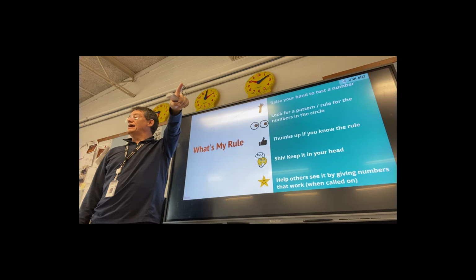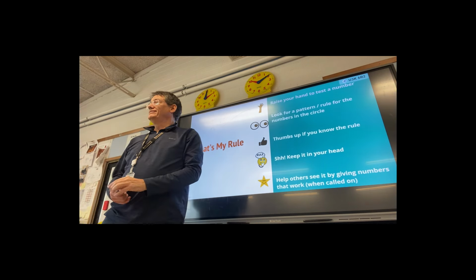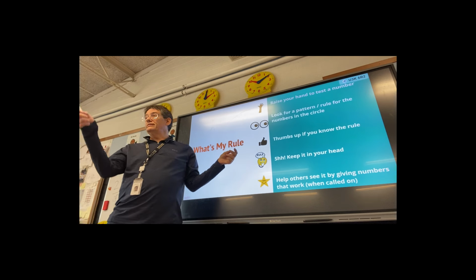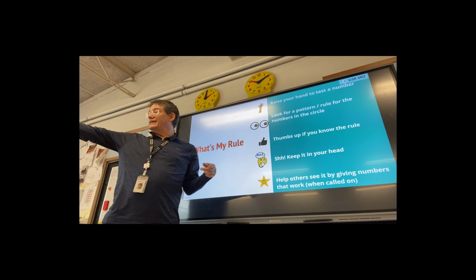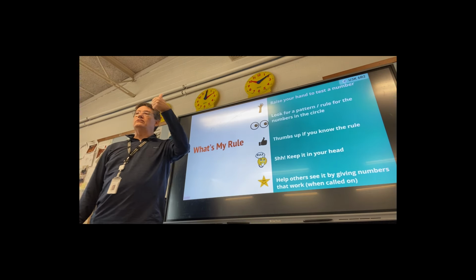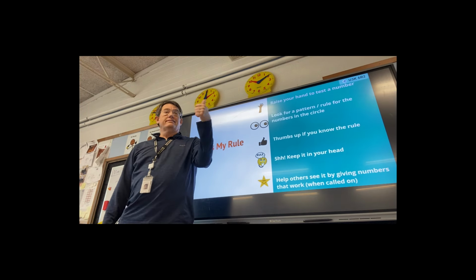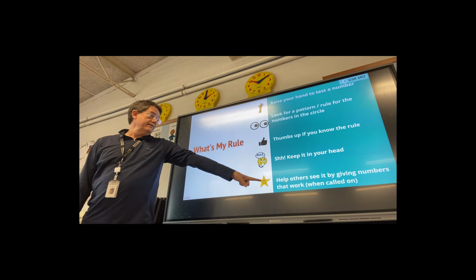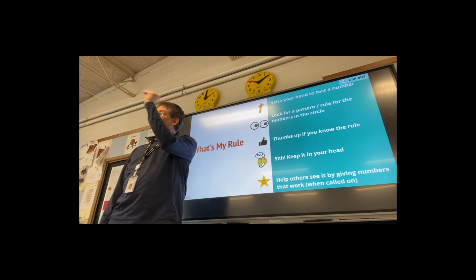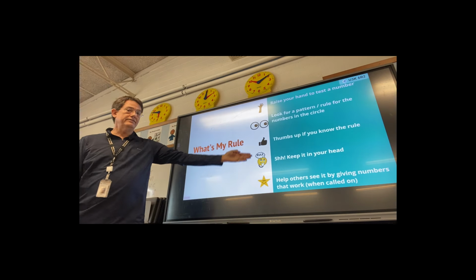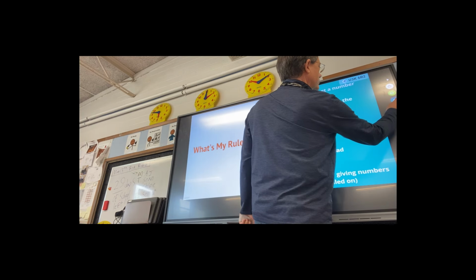circle. Last week, Joshua got it. Remember that one? Yeah, very good. So we have a lot of people who are very good. Bix gets it a lot, Sam gets it a lot, Sean gets it. Chloe, do you get them? AJ gets them. Thumbs up when you think you know the rule. Does that mean you shout out what the rule is? No. Thumbs up. Keep it in your head and help others see it by giving numbers that work when you're called on. Any questions? No. Here is the circle.